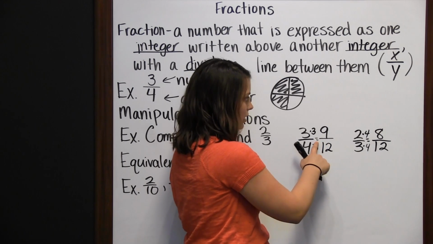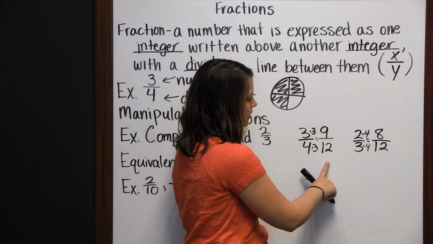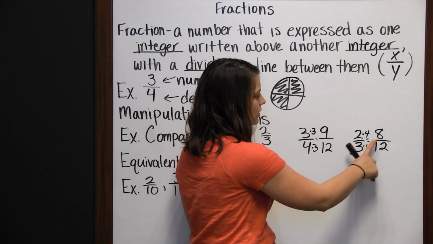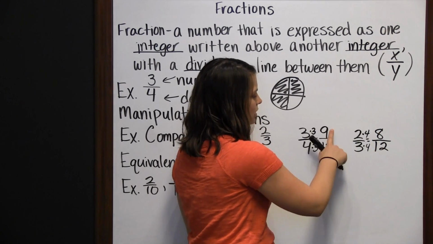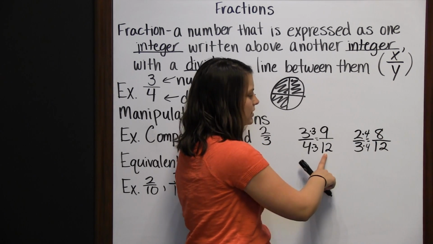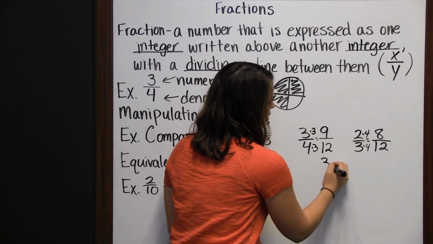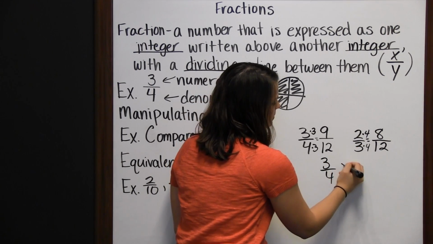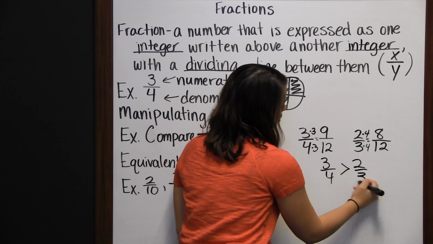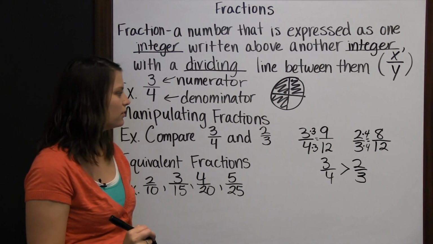3/4 is equivalent to, or equal to, 9/12. And 2/3 is equal to 8/12. Well, 9 out of 12 is definitely more than 8 out of 12. So we could say that this fraction, 3/4, is bigger than this fraction, 2/3, if we were to compare them.